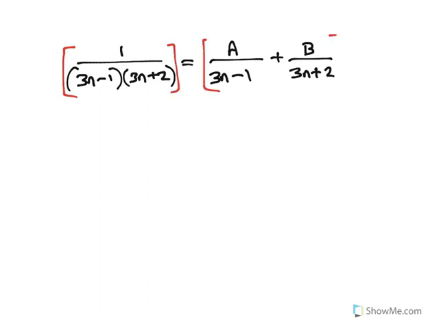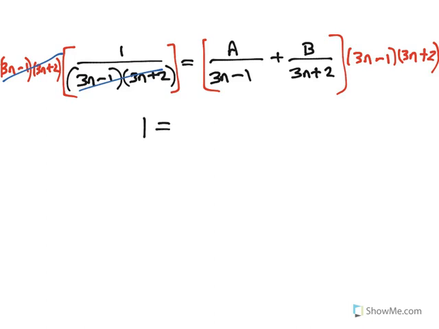The least common denominator is 3n minus 1 times 3n plus 2. So we do that to both sides of the equation. And when we multiply by the least common denominator on the left side of the equation, you'll see that it will cancel with the denominator, leaving us with 1.